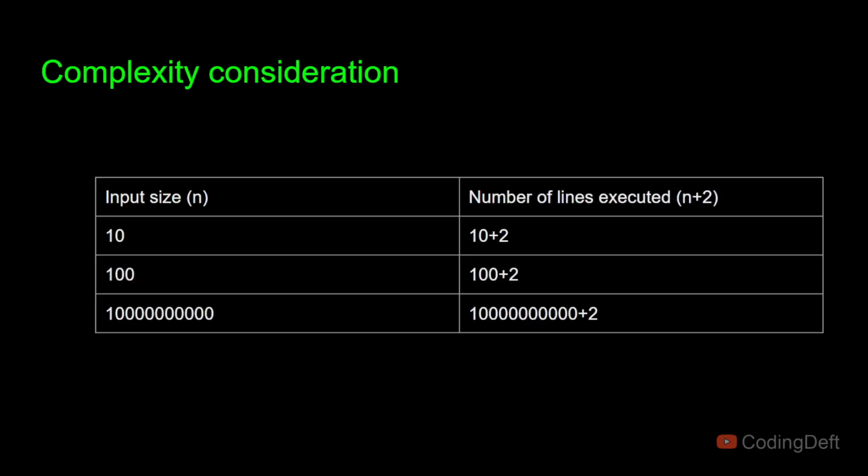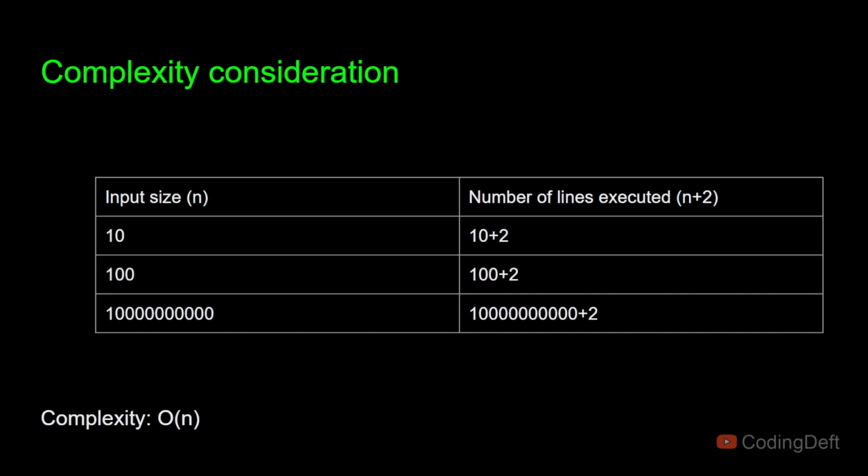So let us extrapolate this to higher numbers. Let us say input size is 10, then the number of lines executed is 10 plus 2. For 100, it is 100 plus 2. For a fairly large number, it is that number plus 2. As you can see, as the number becomes bigger, this plus 2 becomes insignificant. So what we can consider is the complexity for this is big O of n.